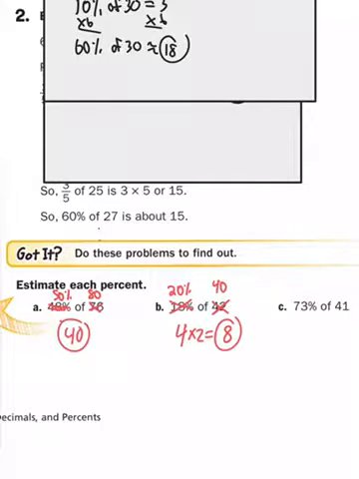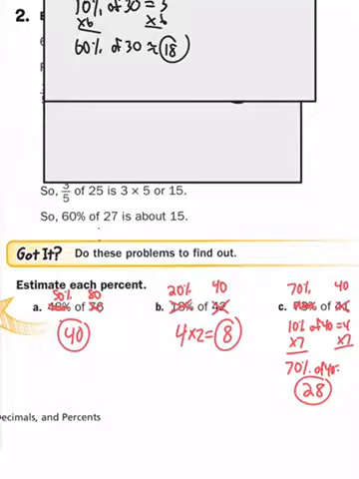All right, and for C, you could do the 10% trick again. So let's say we change 73% to 70%, and 41 to 40. So remember, 10% of 40 is 4. You just divide by 10, right? So to go to 70%, you would multiply by 7. So 70% of 40 would be 28. And 28 would be a pretty good estimate.